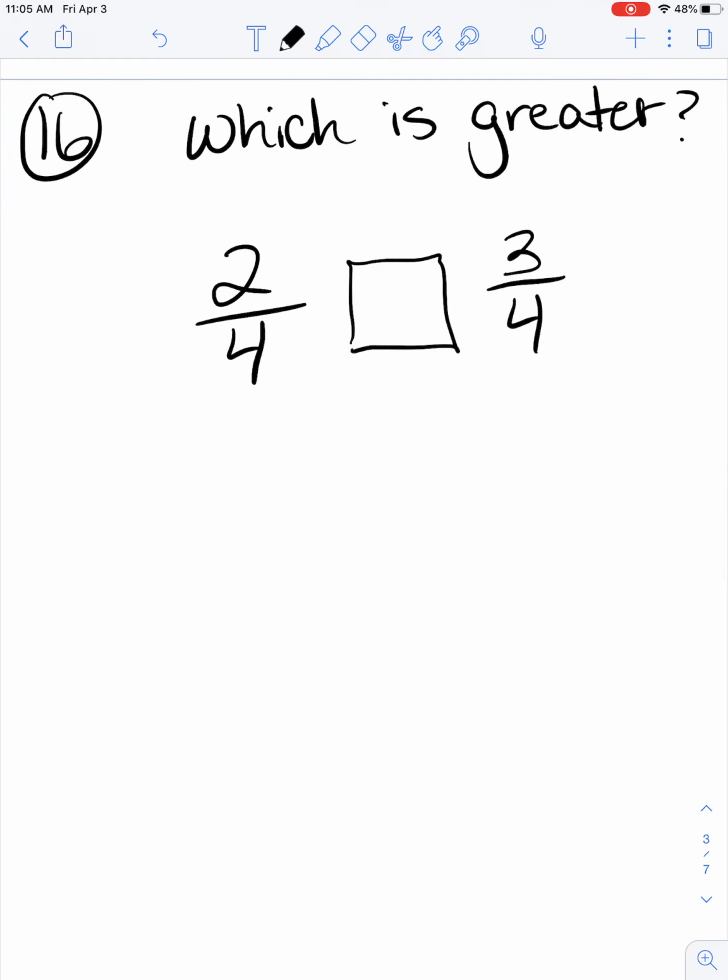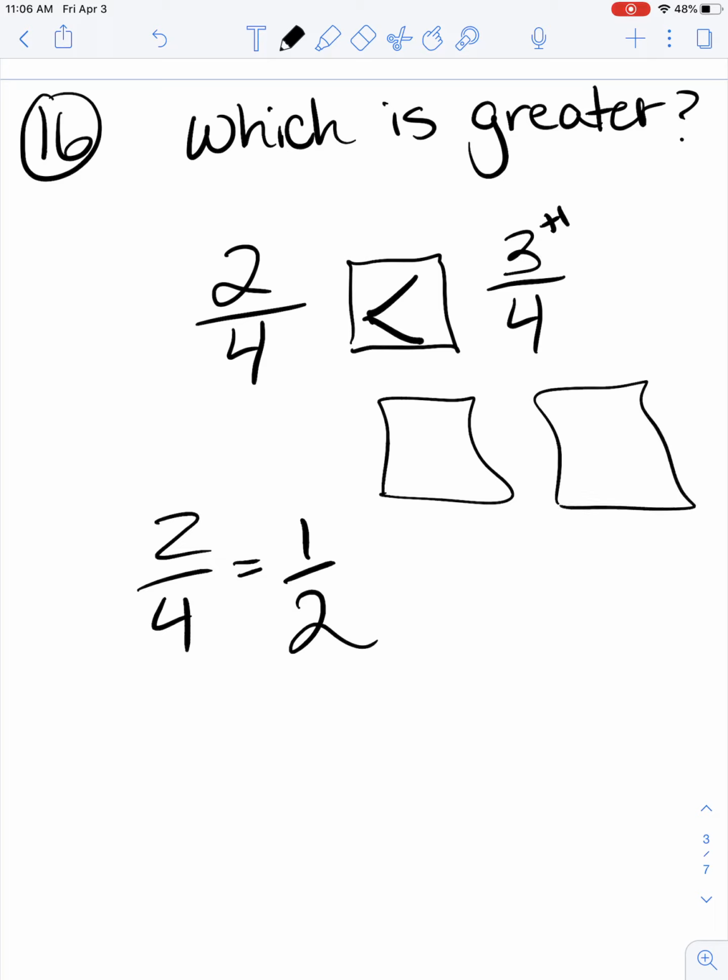Well, 2/4. What's half of 4? 2, right? So 2/4 is equal to a half. So this is half. But 3/4, wow, that's 1 more than a half. So we know that 3/4 is greater. Plus they had that really great picture, right? I don't know if it will look like this or not, but 1 2/4 versus 1 3/4. So we know 2/4 is less than 3/4. 3/4 is greater.